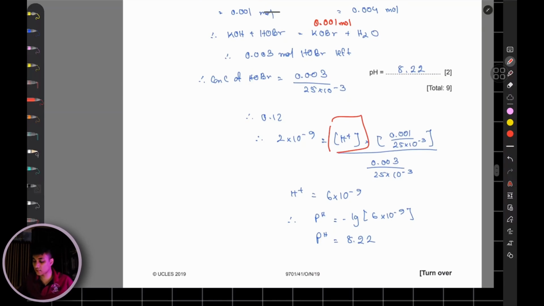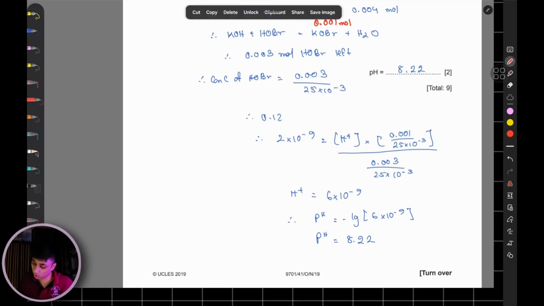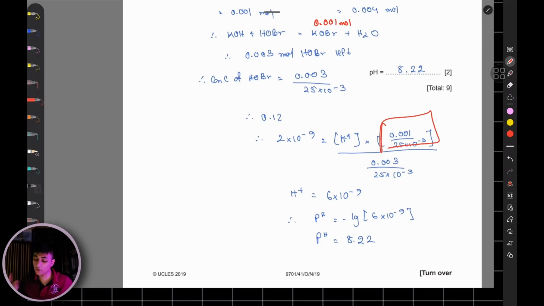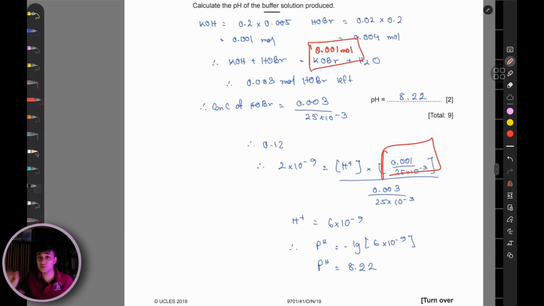This is your concentration of HOBr that is going to go into the denominator, and in the numerator you have to find out the concentration of H+. How much H+ is going to dissociate in the equilibrium solution. And you also have the concentration of salt. How, you ask? Because over here, you already produced the salt. This OBr minus is your salt, and you already produced it in 0.001 moles. We use that, 0.001 moles divided by the total volume of solution, that is 25 cm cube.